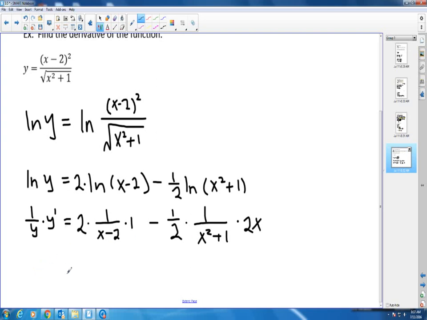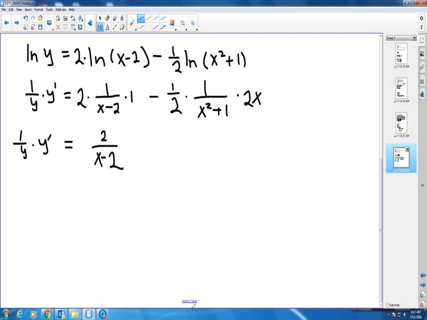Let me simplify this right hand side real quick. 1 over y times y prime, and this term would just be 2 over x minus 2. Let me write this nicely. This is y prime, minus, the bottom two and top two cancel out. That leaves me with the x on top. So that'll be x over x squared plus 1.